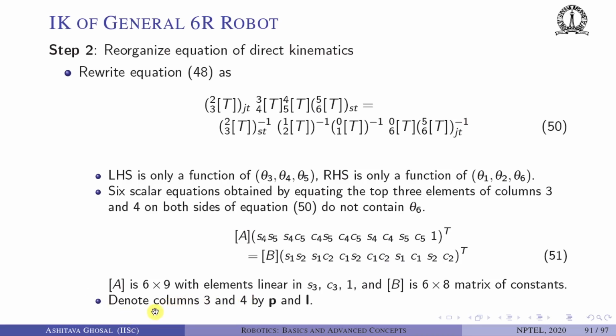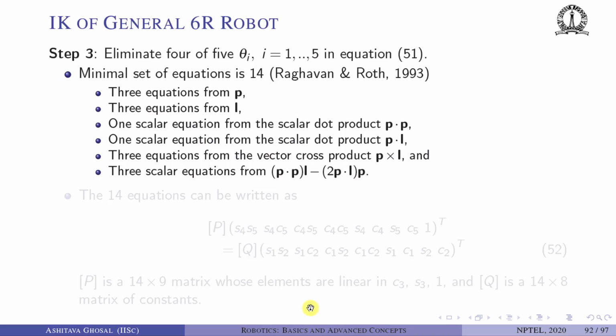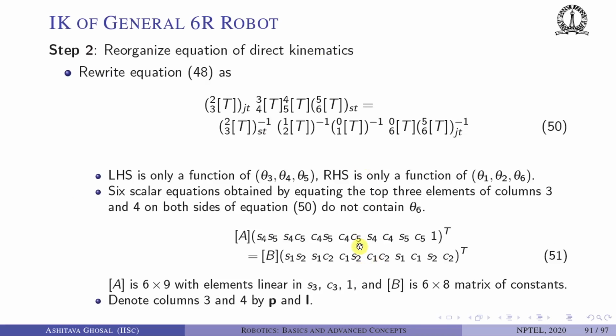Okay, so we denote the columns 3 and 4 by P and L. Now we come to the elimination. We eliminate 4 of the 5 variables, theta 1, 2, 3, 4 and 5. So in this set there is theta 1, 2, 3, 4 and 5. Theta 6 is not there.